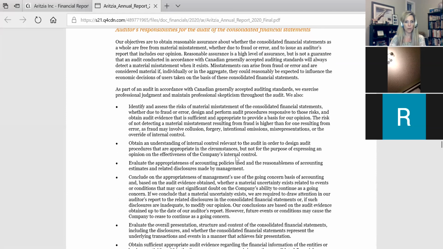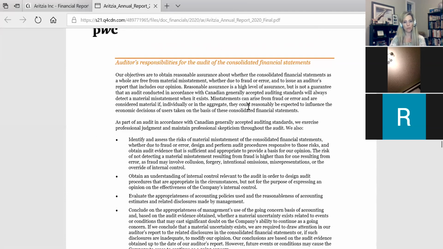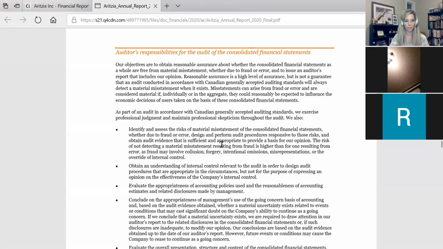And so when we talk about the responsibilities of the auditor, what did they actually have to do? Who needs a textbook when you've got it right here, right? So what does the auditor do? Well, they're going to provide reasonable assurance about the consolidated statements, whether they're free from material misstatements and fraud, and they're going to issue a report and tell you what they found, okay? That's our job in a nutshell.